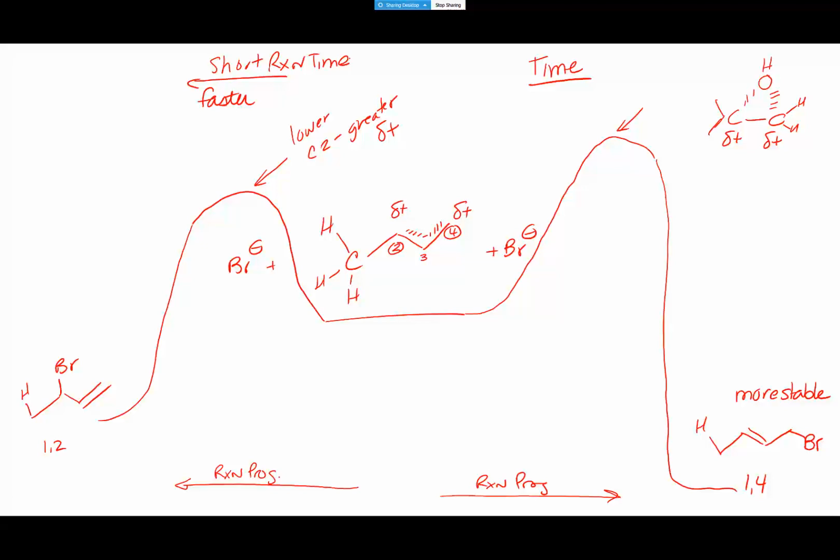How about temperature? If I want to maximize the amount of 1,2 product that's formed, what should I use? High temperature or low temperature? Low? I want to use a low temperature. Why?